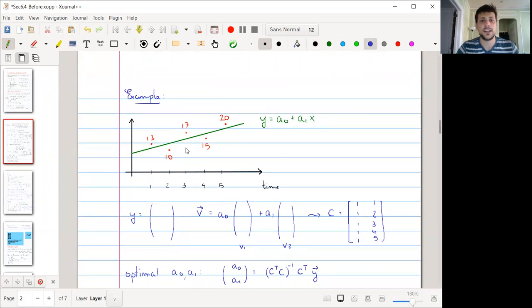Here's a data set with 5 points. Our vector y is the vector whose entries are the y coordinates of the data set points. So it will look like this: 13, 10, 17, 15, 20. v is the vector that has a0 in all of the entries here, because the entries of v are a0 plus a1 xi. The x coordinates of the data set are 1, 2, 3, 4, and 5.